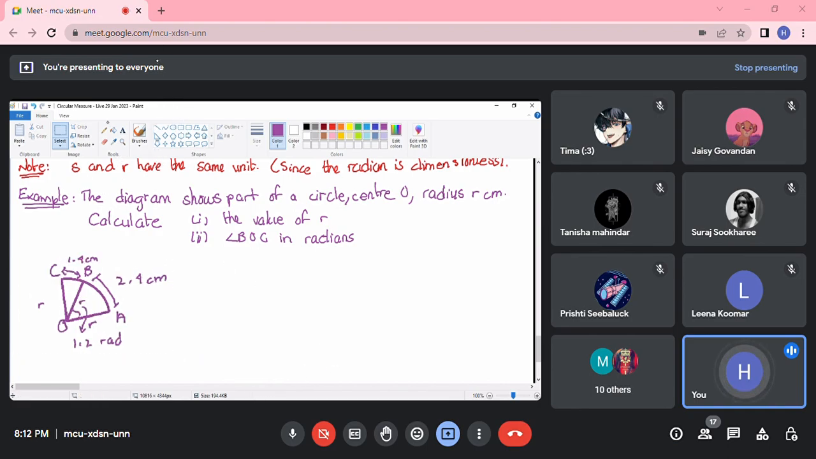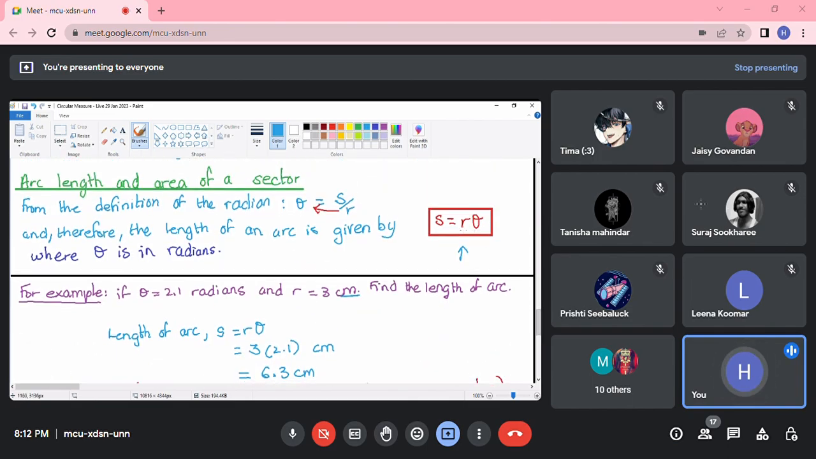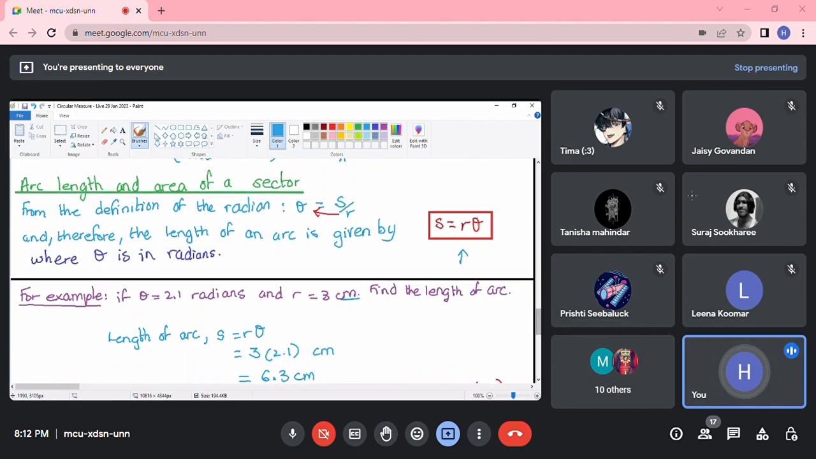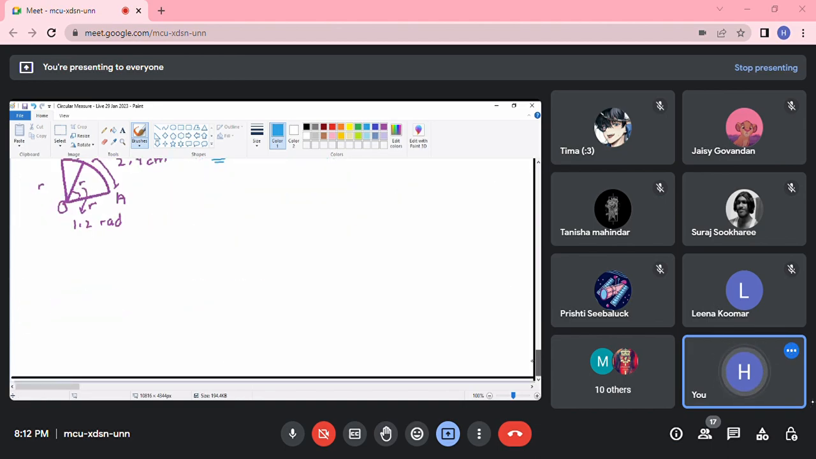Yes, so we are asked to calculate the value of R in the first part. So let's try it. For the first part, we have to calculate the value of R. But we know a relation: S is equal to R theta. And in this relation, we can find R. But to find R, we need the value of S, that is the arc length, and the value of theta. So let's study the diagram first.